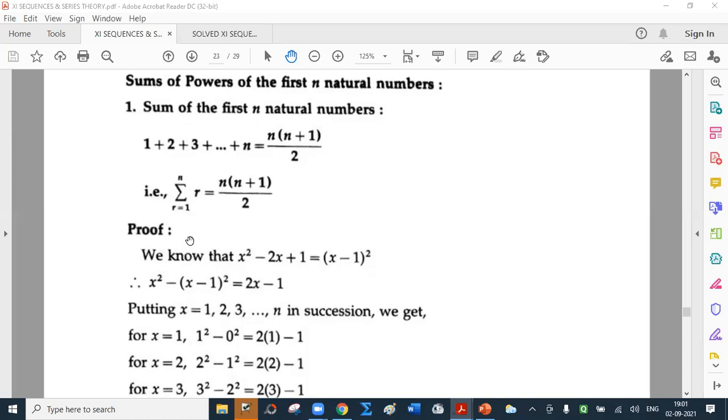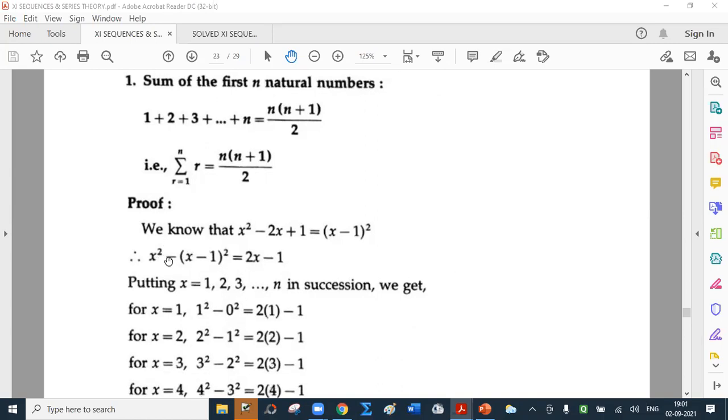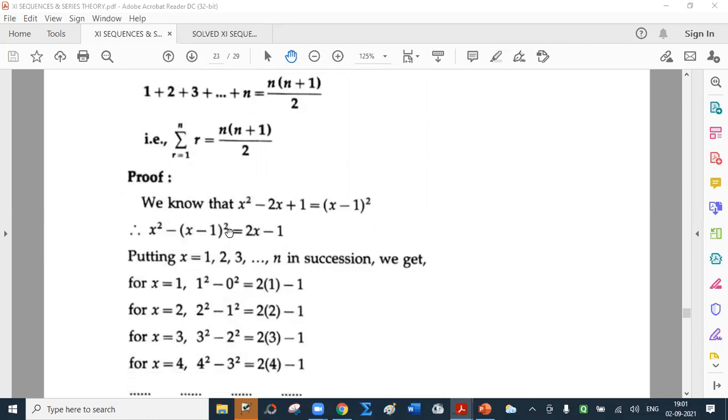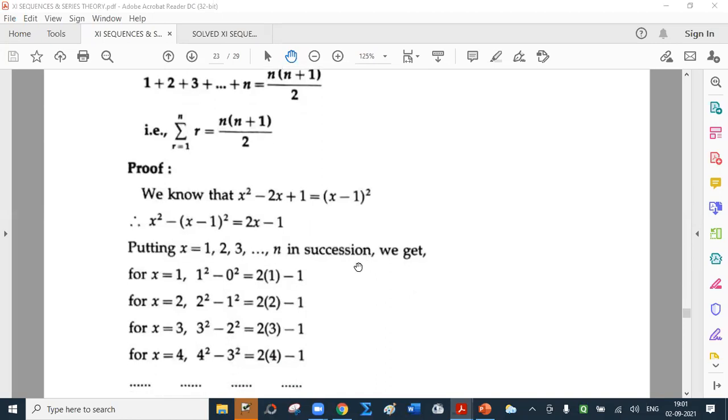This is very interesting. As we have to find the sum of the first n natural numbers, we begin with x square minus (x minus 1) square equal to. In case of sum of the squares, we will begin with x cube minus (x minus 1) cube equal to. Okay. Now, what is x square minus (x minus 1) square? Substitute the values. You get 2x minus 1. Now, in this, put x equal to 1, 2, 3 up to n in succession.